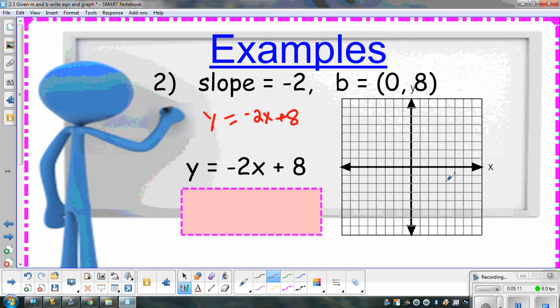Now if we go to graph, we're going to go on the y line to the y-intercept. 1, 2, 3, 4, 5, 6, 7, 8. It's right here on top. The slope says negative 2, which remember means negative 2 over 1. So I'm going to go down 2 to the right 1, down 2 to the right 1, down 2 to the right 1. The reason I'm going down is because it's negative 2, and the reason I'm going to the right is because the 1 is positive. Only the 2 was negative.